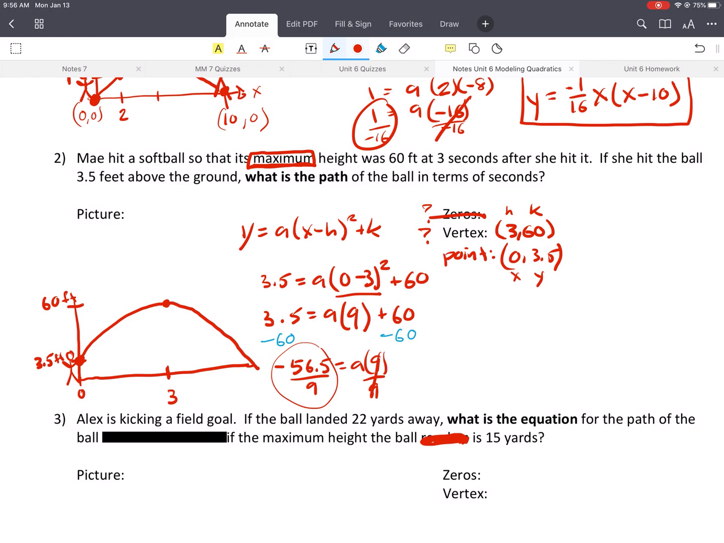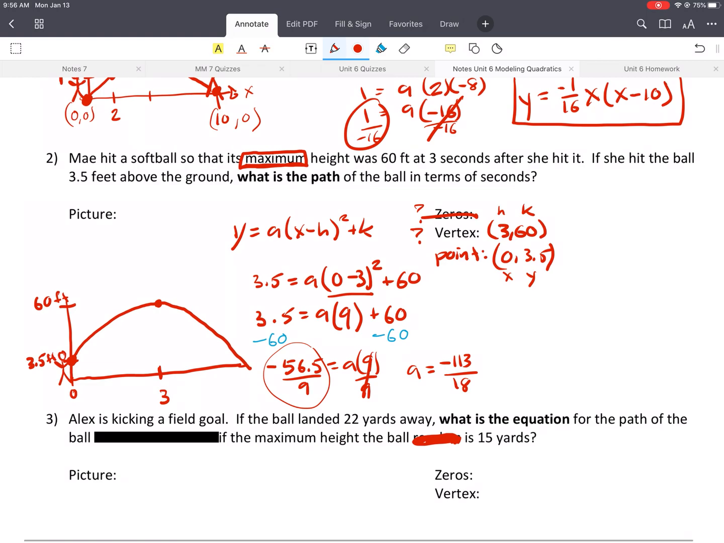So if you turn on a TI and you go -56.5 and divide it by 9, it will give you a decimal, but if you click on math, on the left side, right underneath the green button, it says math. The thing at the very top is frac, so push enter, and push enter one more time, and it will give you a fraction. So that ends up giving us a equals -113/18. So all they did was multiply top and bottom by 2 to get rid of that decimal.